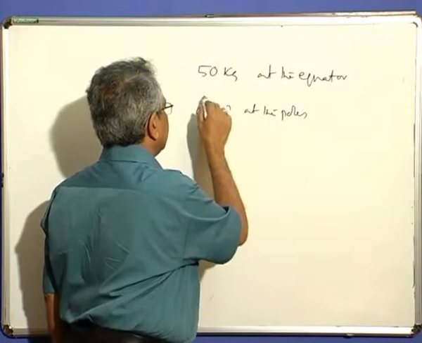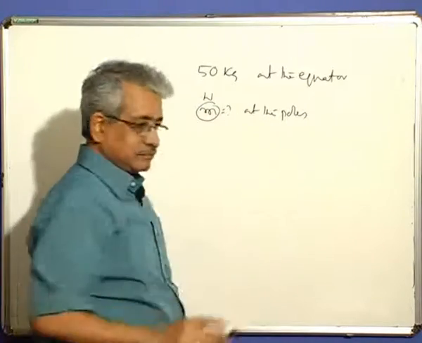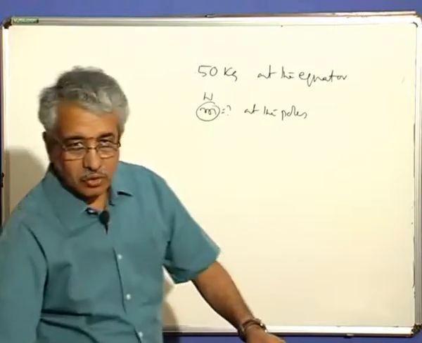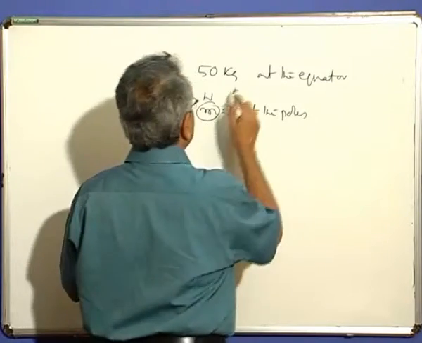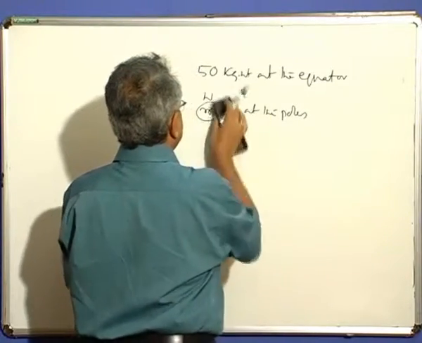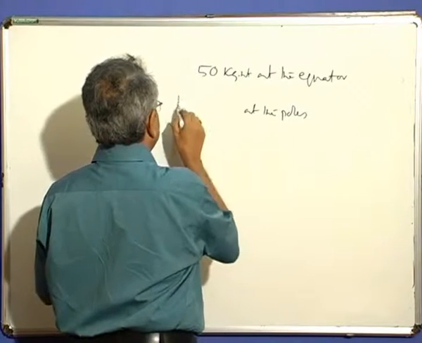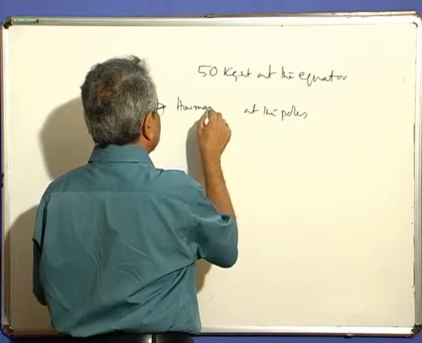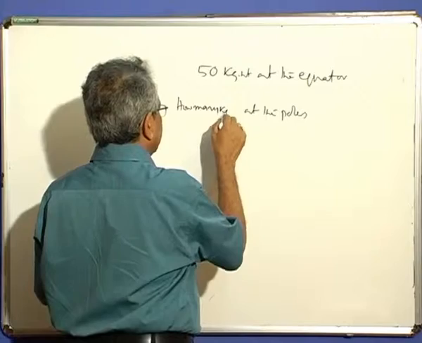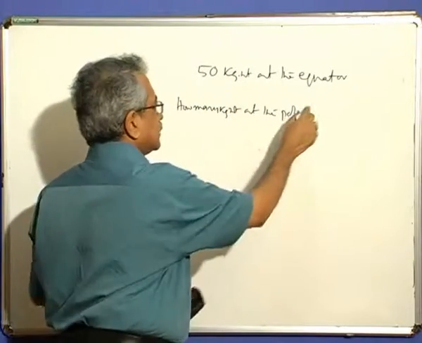Actually, it is the weight reading that we express in terms of kg there. So many kg weight, we call it. I will put it like this: kg weight we call it. How many kg weight will you get at the poles?